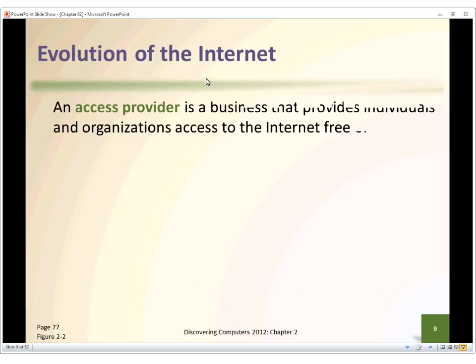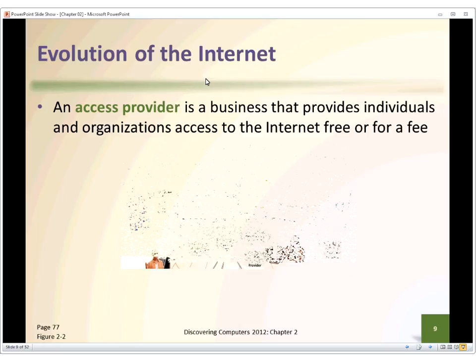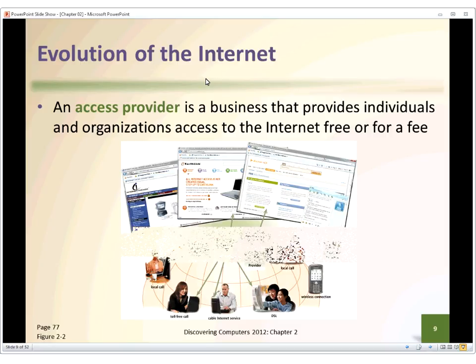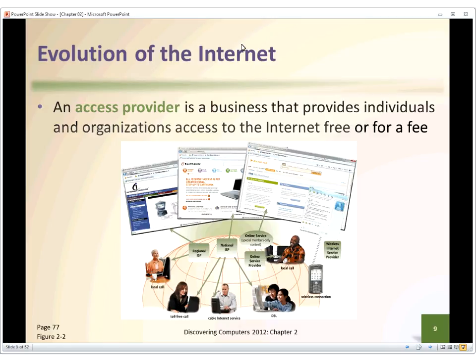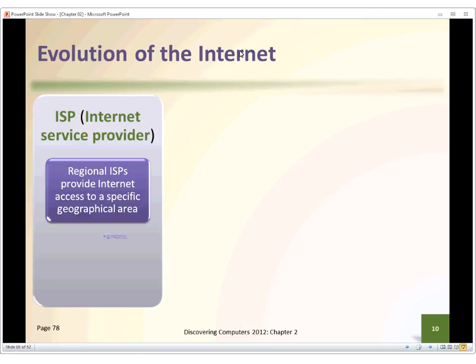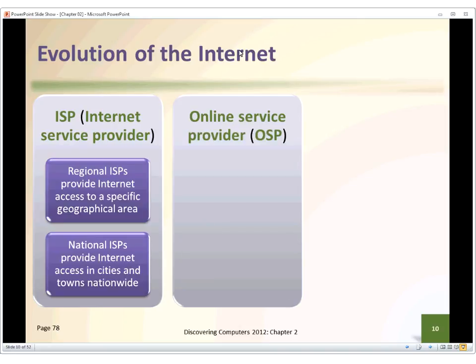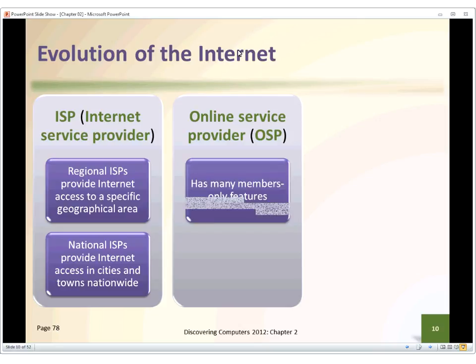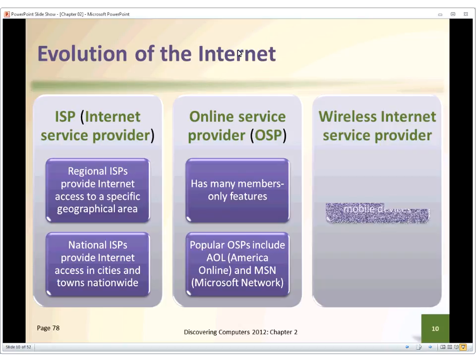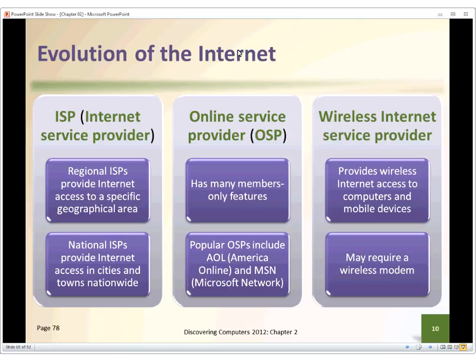So who provides this? The access provider is a business that provides individuals and organizations access to the Internet either for free or for a fee. Most of them are for a fee. So there's a couple of categories listed here. This is kind of an important slide. An ISP, you need to understand what that is. That's an Internet Service Provider. My ISP is Comcast, right? So they're my ISP. At Ohlone College, our ISP is CENIC. They provide Internet access to all the K through Year 20 schools in California.